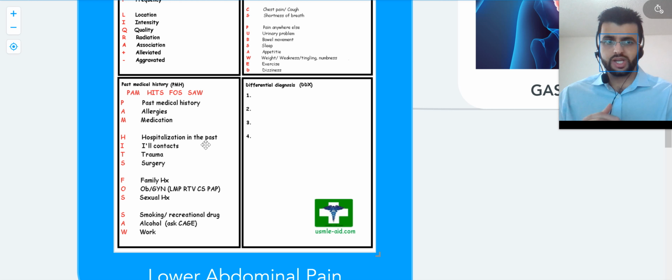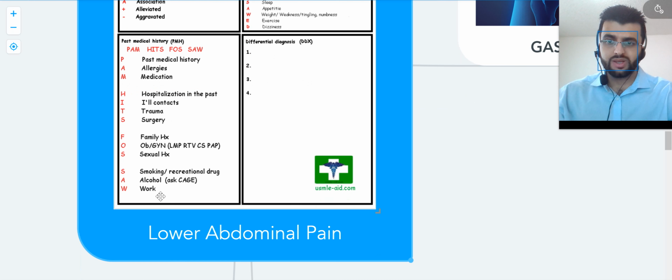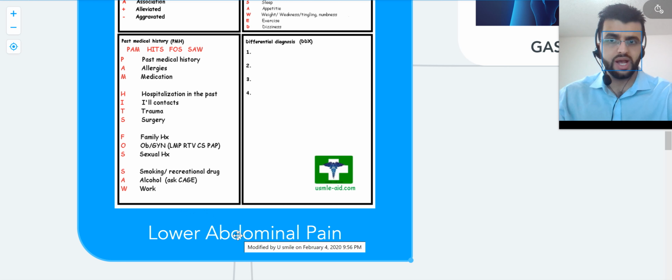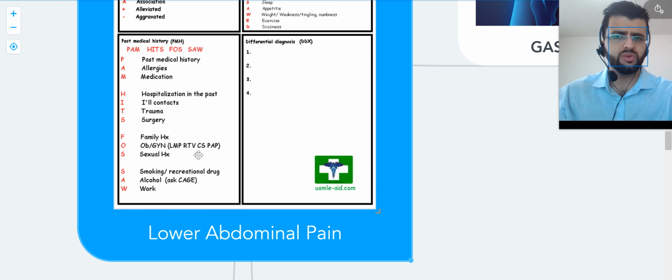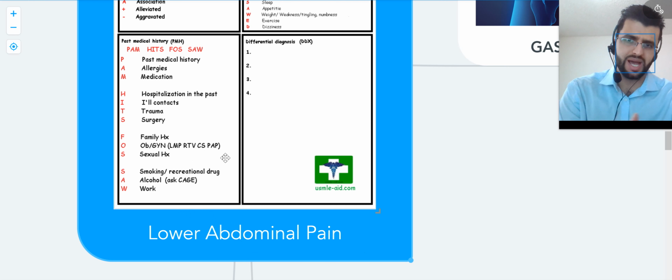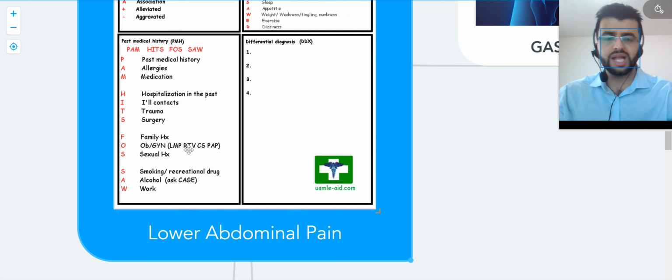As for surgery, have you had any surgery in the past? Okay, this is important. Family history. This is important too. Does any of your family members have any medical condition? O for OBGYN. There's a mnemonic for females: LMP, RTV, CSPAP, where L is for last menstrual period.